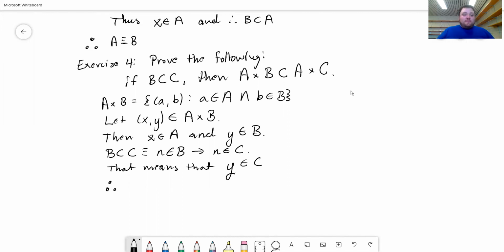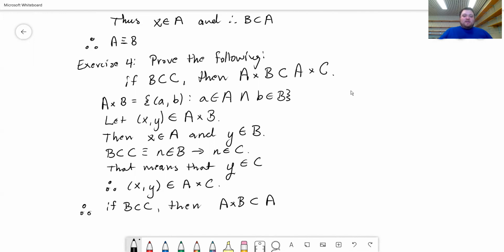And therefore, (x, y) is an element of A cross C. Because A cross C is a pair of every element in A paired with every element in C, and x is in A and y is in C, we know that (x, y) is going to be in A cross C. So therefore, we can say that if B is a subset of C, then A cross B is a subset of A cross C. And that's our proof.